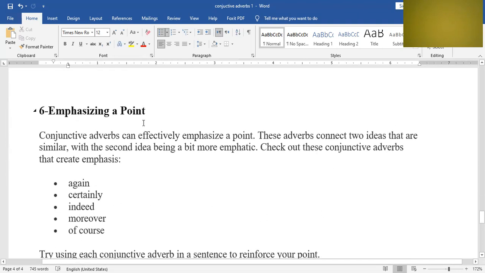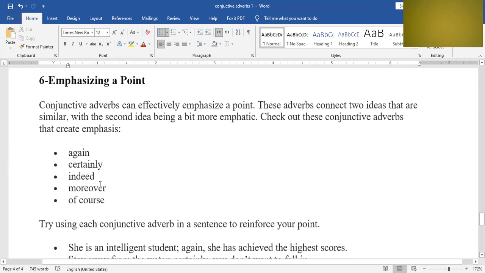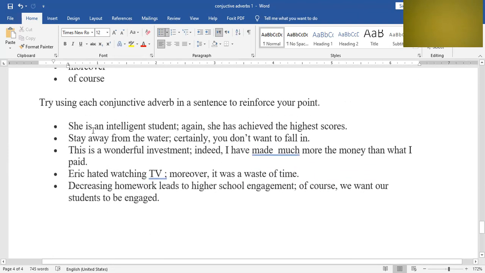Number 6, emphasizing a point. We use the conjunctive adverbs to emphasize ideas. As you see here, the conjunctive adverbs which are used for emphasis are again, certainly, indeed, moreover, of course. Look at the example. She is an intelligent student. Again, she has achieved the highest score. I emphasize here her intelligence. Again and again, she has achieved the highest scores.